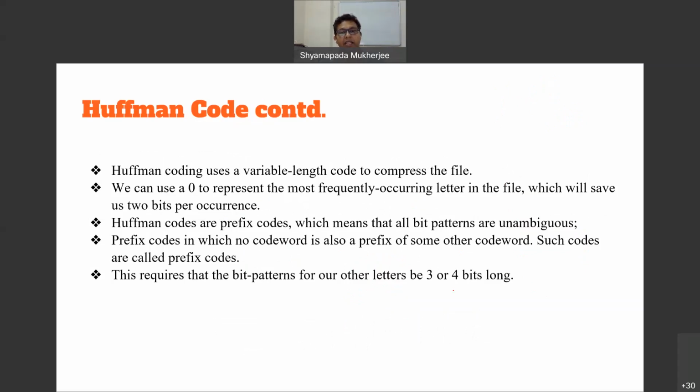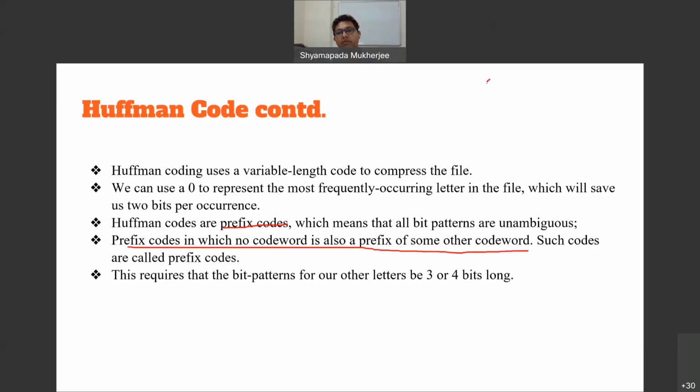So here the idea is that 0 is used to represent the most frequently occurring letter or character in the file, which saves many bits. Huffman coding is a kind of prefix code. So what is a prefix code? It is a code in which no code word is also a prefix of any other code word.